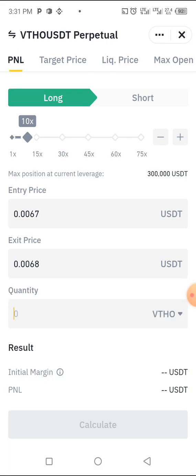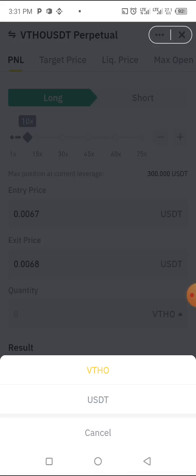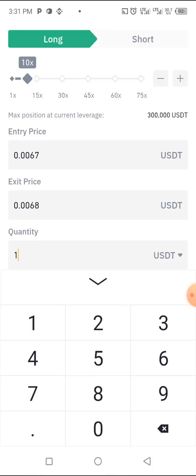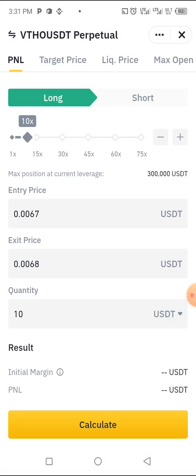Then you click here, make sure you change this side to USDT bill. You are going to use USDT to trade. Then I click here and I submit. Let's say I'm trading with $1, that's $10, right? So I borrow $9, then click on calculate.